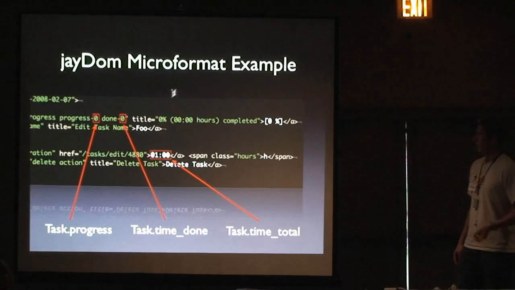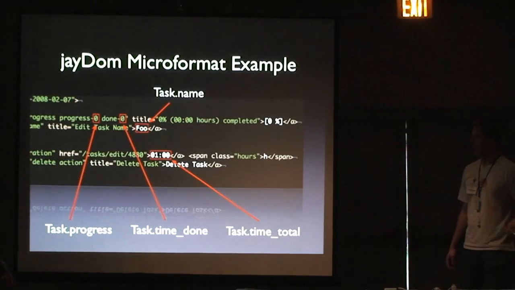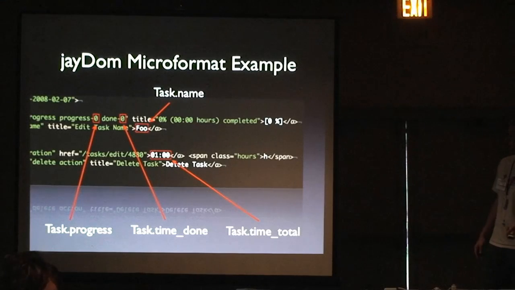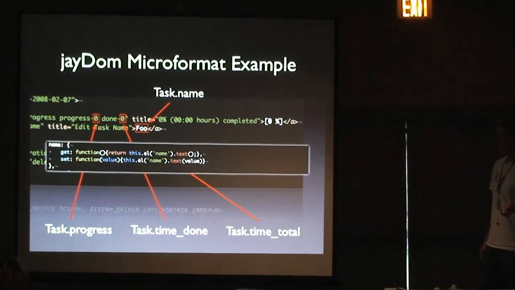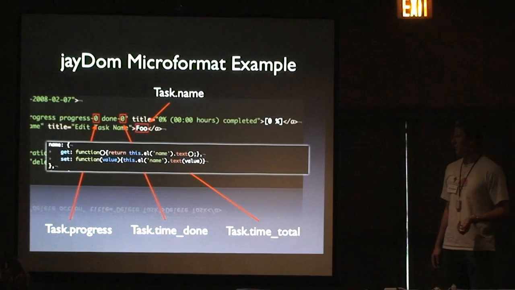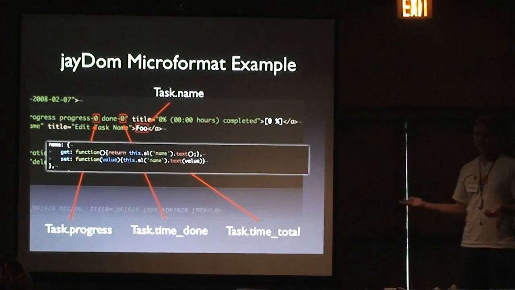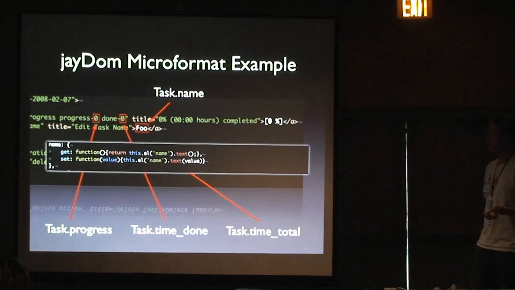And well, last but not least, and a really simple one, is the task name, which is actually just plain text encoded in the anchor value. It's a really simple example. You find the name element, which is this anchor up there, and you return the text. Over setting it, you set the text. That's basic jQuery.